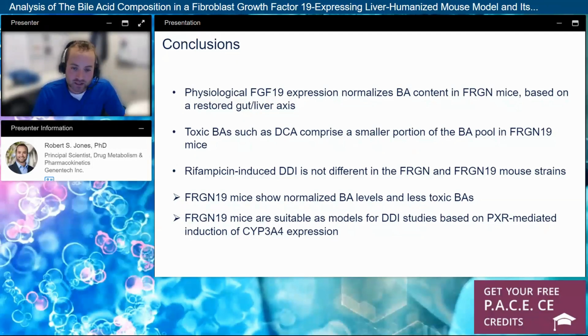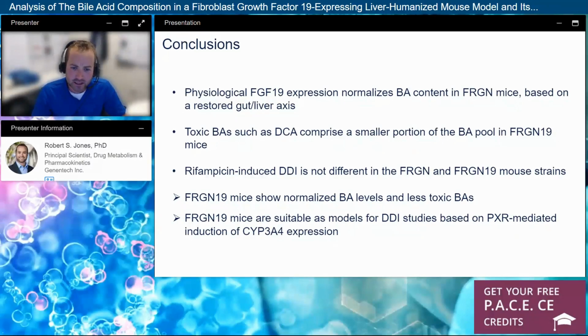In addition, the rifampicin-induced drug-drug interaction, or DDI, is not different between the FRGN as well as the FRGN19 mice. So our original hypothesis was that by attenuating the bile acid pools in the FRGN19 mice, we would be able to increase the event of this DDI, given that bile acid pools can interfere with measuring drug-drug interactions, in particular related to FXR-mediated CYP3A4 interactions. However, we saw from the outcome of the study that the activity and the drug-drug interaction findings were actually relatively consistent between both populations of mouse strains.